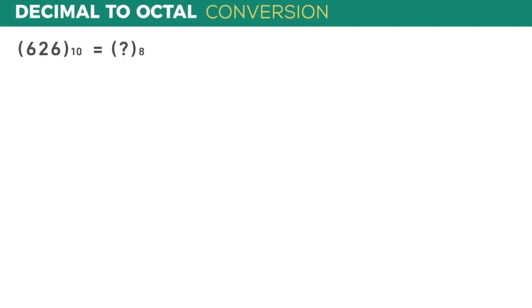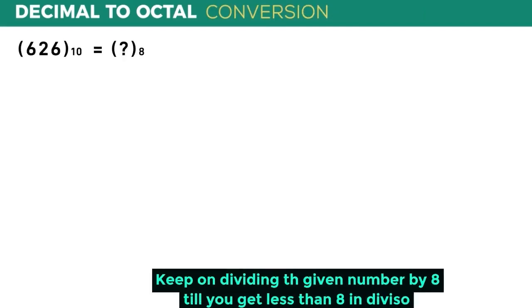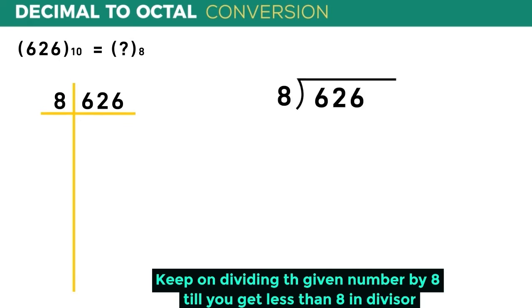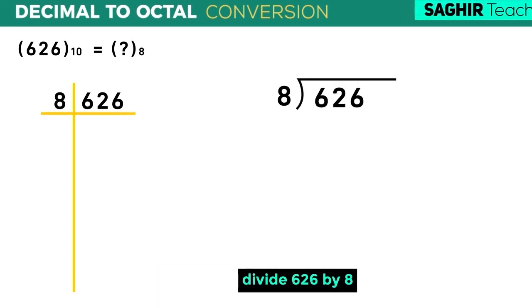So firstly, we will convert the decimal number 626 to an octal number. By the way, base 10 indicates that it's the decimal number and base 8 is the octal number. It's quite an easy process. We will keep on dividing 626 by 8. Here 8 is the divisor. 8 will remain the same because 8 is the base of the octal number, and 626 in our calculation is the dividend. So let's start the calculation.